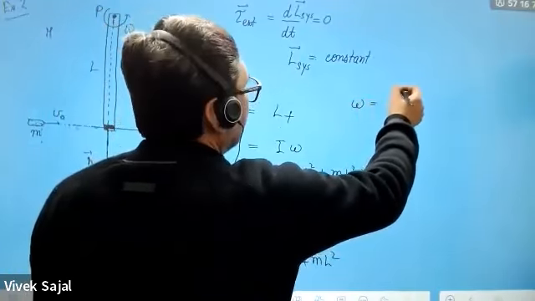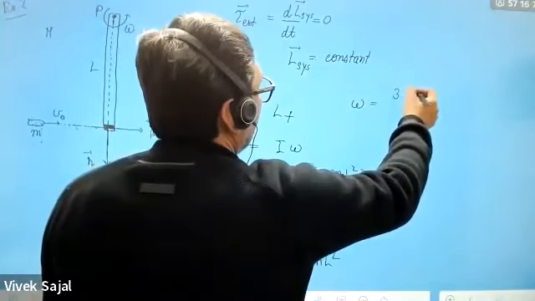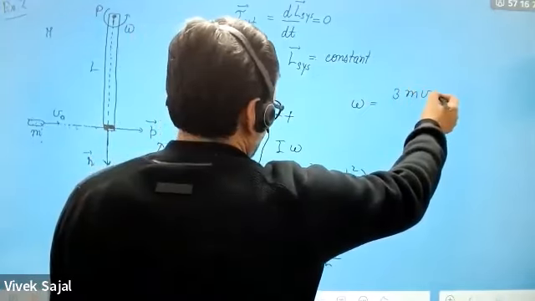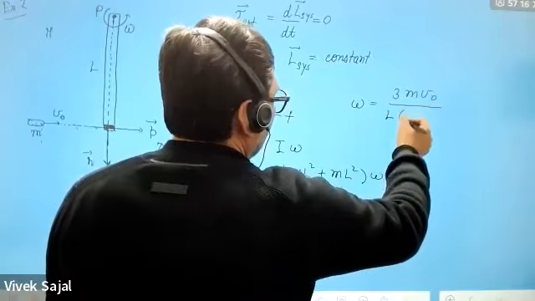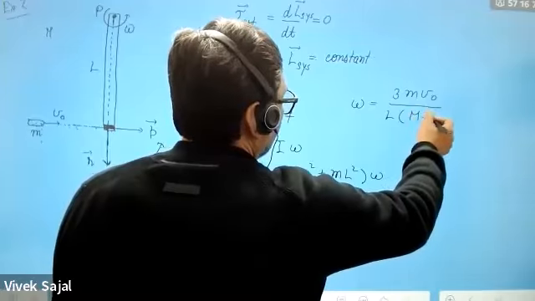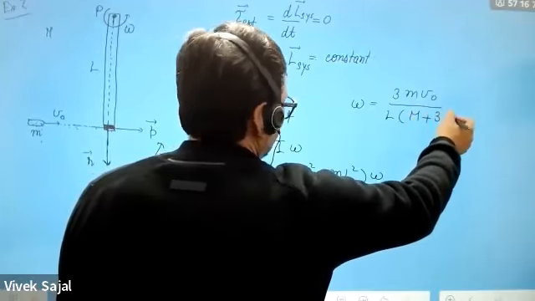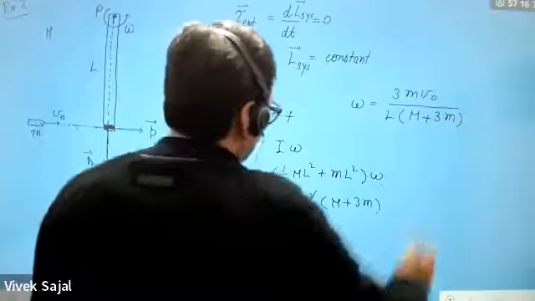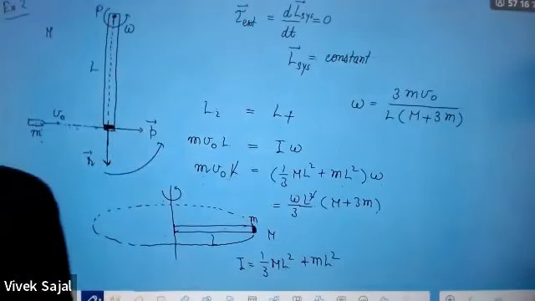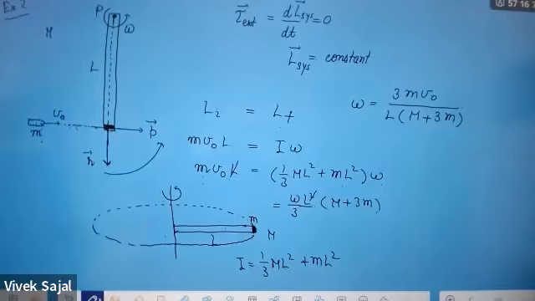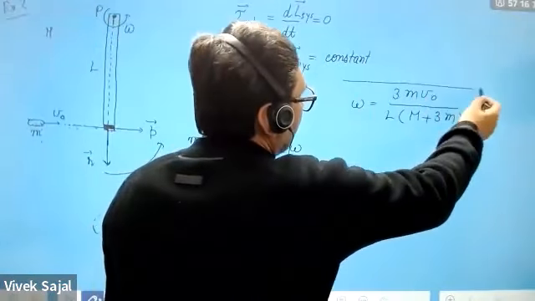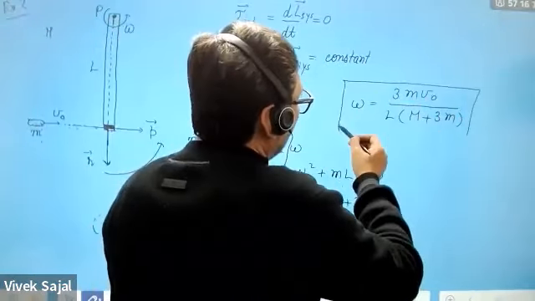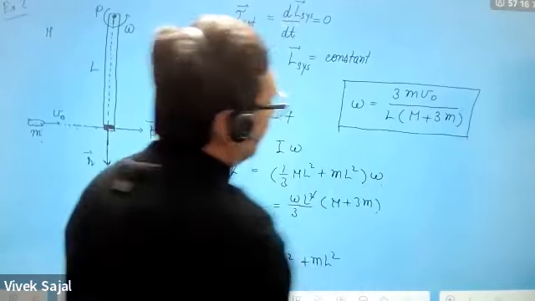This will be 3 m v naught divided by L m plus 3m. This will be 3 m v naught upon L m plus 3m. This will be the angular velocity with which this rod plus bullet will rotate.